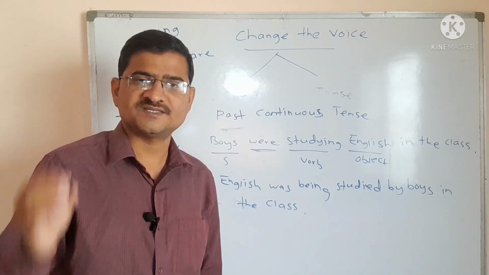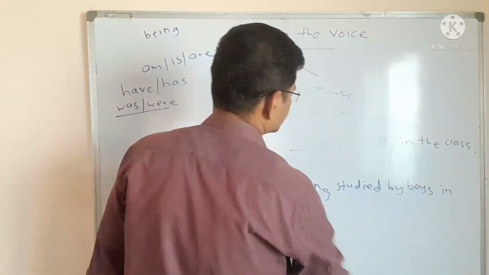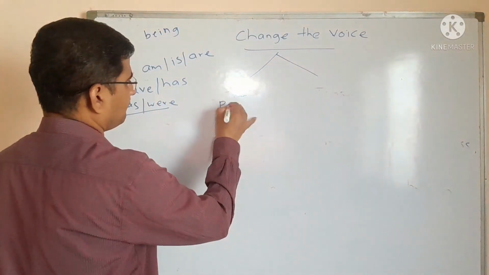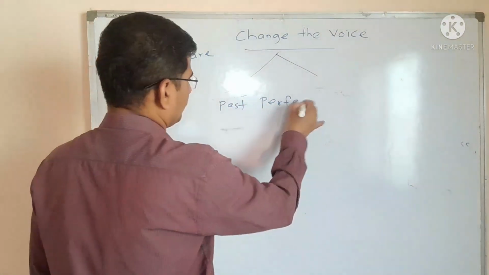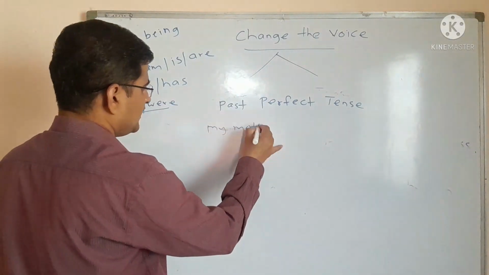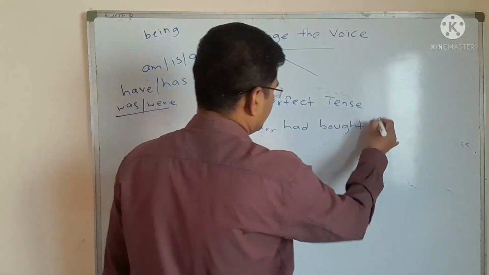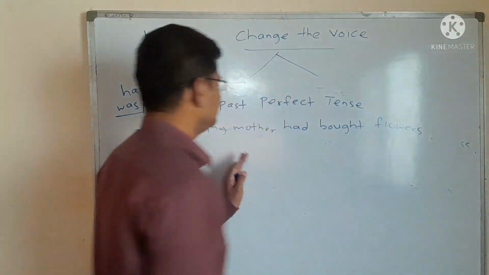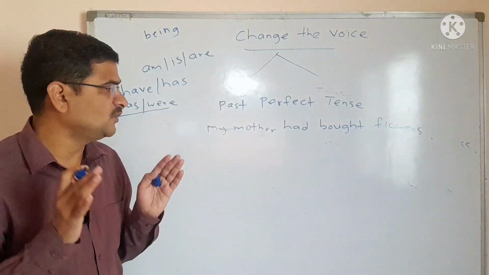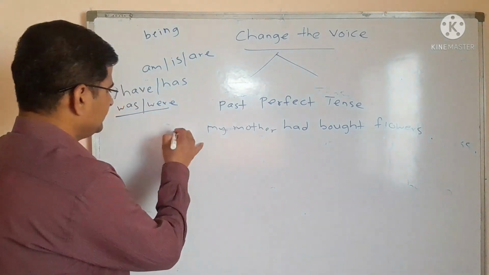Now we will turn towards past perfect tense. Please have a look at the board. Past perfect tense. My mother had bought flowers. So you have to take the object from the given sentence. What had my mother bought? Flowers. So you have to use it at the beginning.